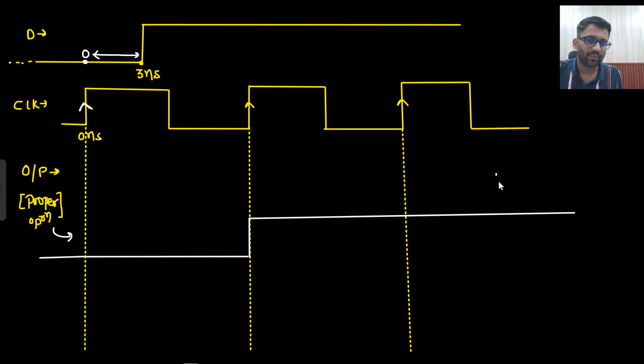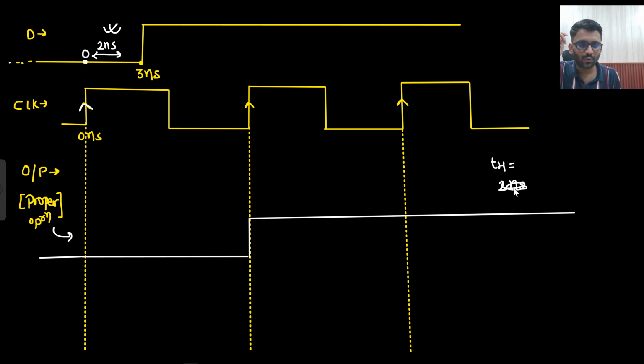Let's just say my hold time is 2 nanosecond. This is what I am assuming. So what will this positive edge of the clock say? That this input 0 should be stable for the next 2 nanosecond. Yes, it is stable. There is no hold violation. No need to worry about it.